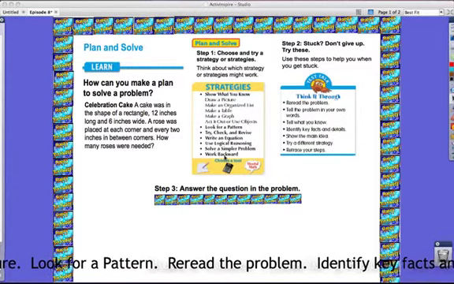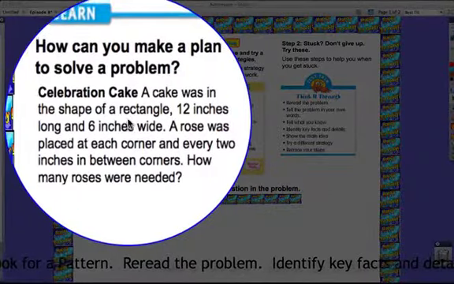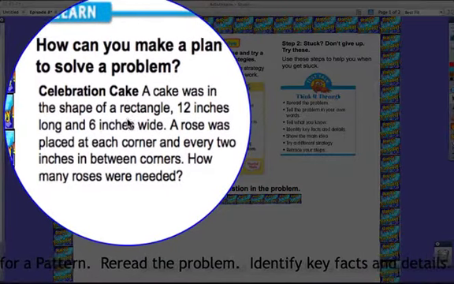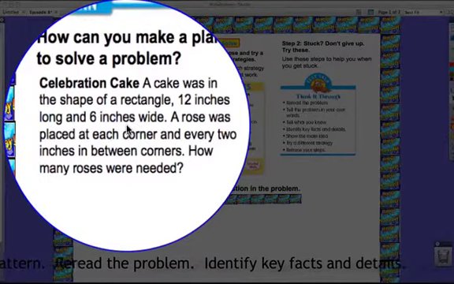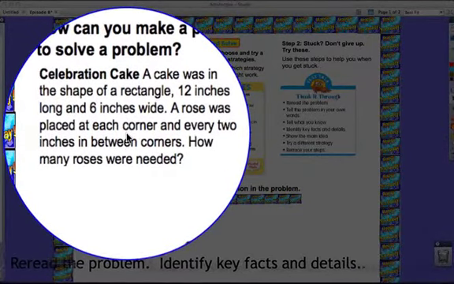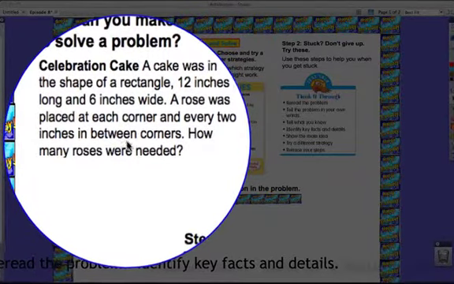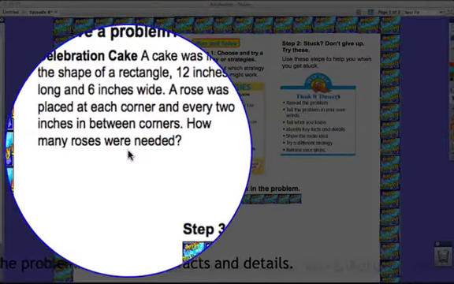Now let's take a look at our problem here. The problem in question says, a cake was in the shape of a rectangle, 12 inches long and 6 inches wide. A rose was placed at each corner and every 2 inches in between corners. How many roses were needed?